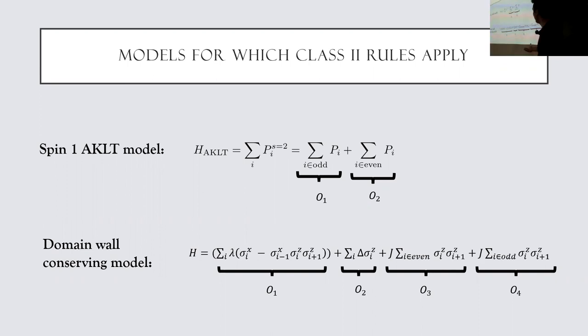It's a bit more complicated, so it has these four terms. And quantum scars again can be shown using these particular rules.